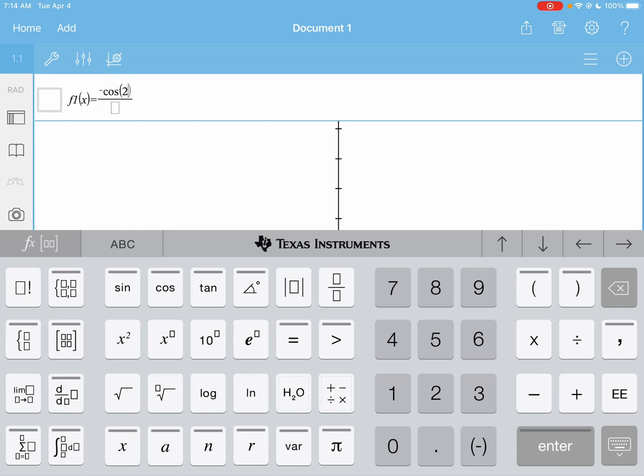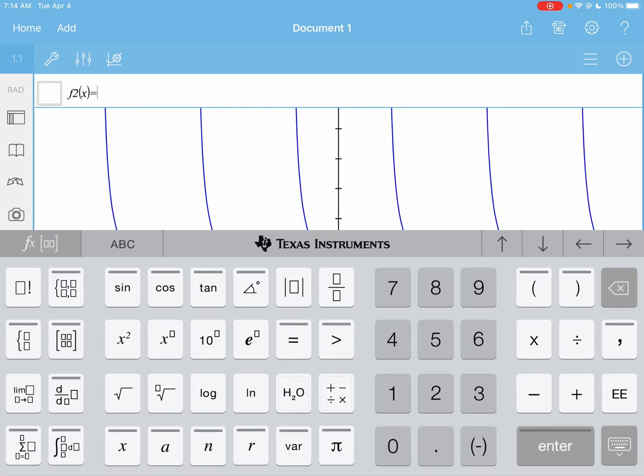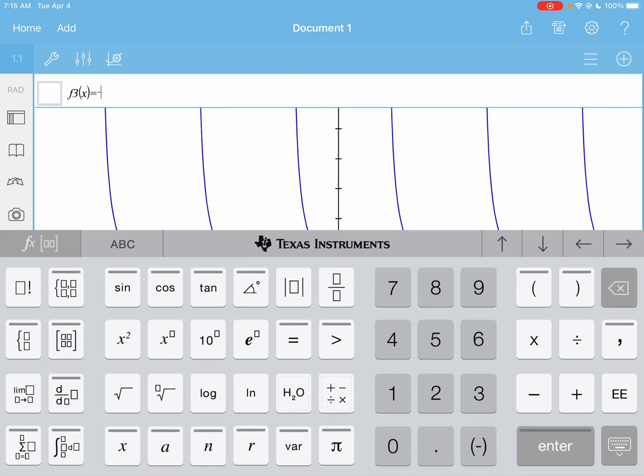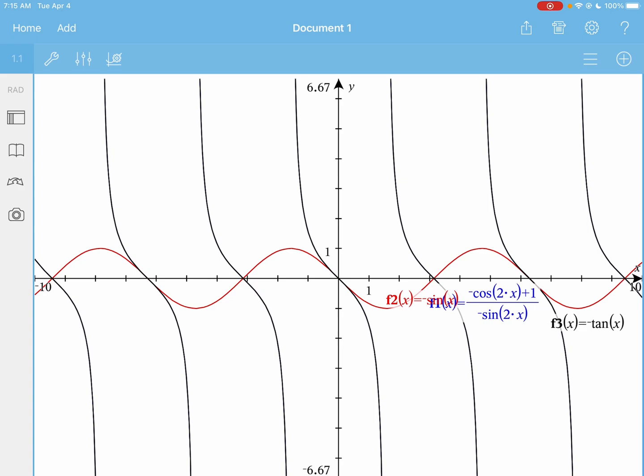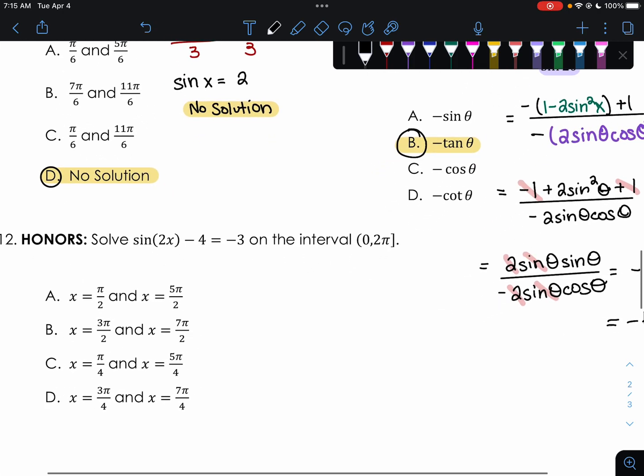So cosine of 2x plus 1 over negative sine of 2x. I press enter. I want it to cover that graph right there. If I type in sine, if you know anything about the graphs, which you should, that's not the sine graph, so obviously it's not going to match. Then I type in a negative tangent x, and I see that that directly covers it up. Again, if you know anything about the shapes of the graph, it should have kind of given it away. So there's that. Boom. On this next one, we want to solve sine 2x minus 4 equals -3.